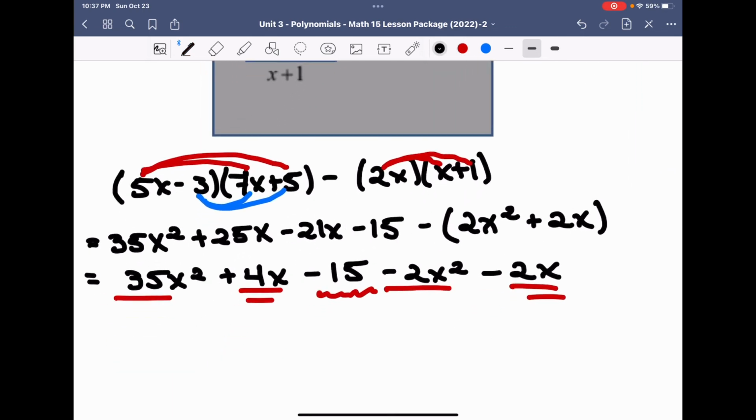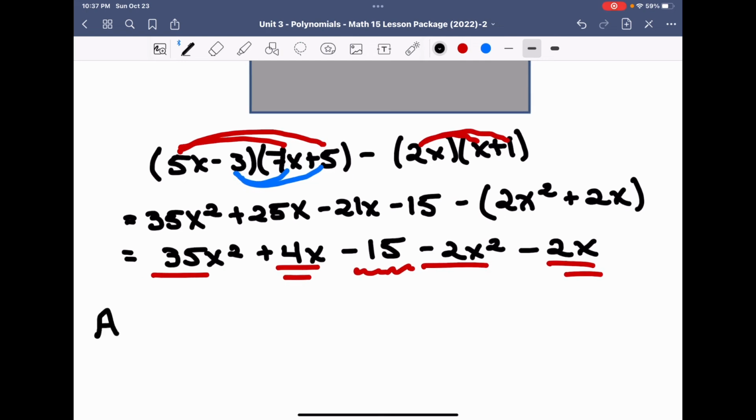Our simplified expression for the area of this shaded region is equal to 35x squared minus 2x squared, which is 33x squared. 4x minus 2x is plus 2x. And then finally I have the constant term on the end of negative 15. There's our area, as a simplified expression.